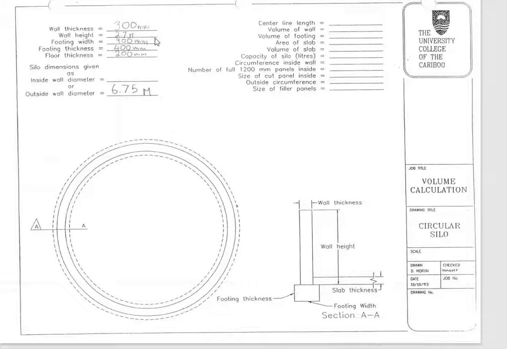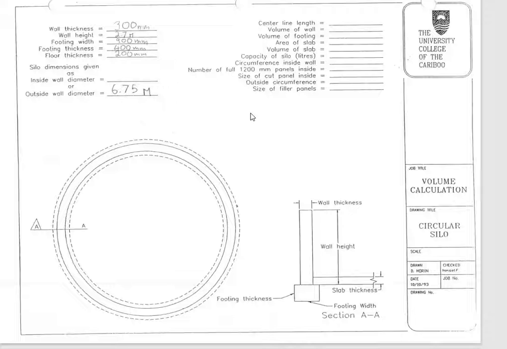So the wall thickness 300, the wall height 2.7 meters. Footing width this way will be 900 millimeters, and then the footing thickness here we have 400 millimeters. Floor thickness or slab thickness is 200 millimeters. We are also given the diameter from outside of wall to outside of wall, 6.75 meters. So those are our givens. Now let's begin finding what we need to calculate the volume.